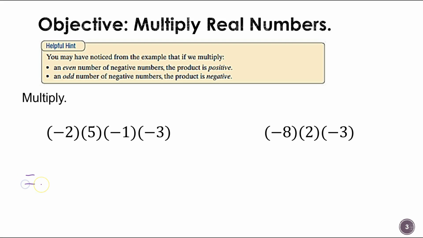On this first one, notice we have 1, 2, 3 negatives, so that's an odd number of negatives, which means my answer will be negative. And then I just multiply my numbers, right? 2 times 5 is 10, 10 times 1 is still 10, 10 times 3 is 30, so this answer is negative 30. On the second example, I have 2 negatives, so this one will be positive. And so 8 times 2 is 16, 16 times 3 is 48, and it is a positive 48.